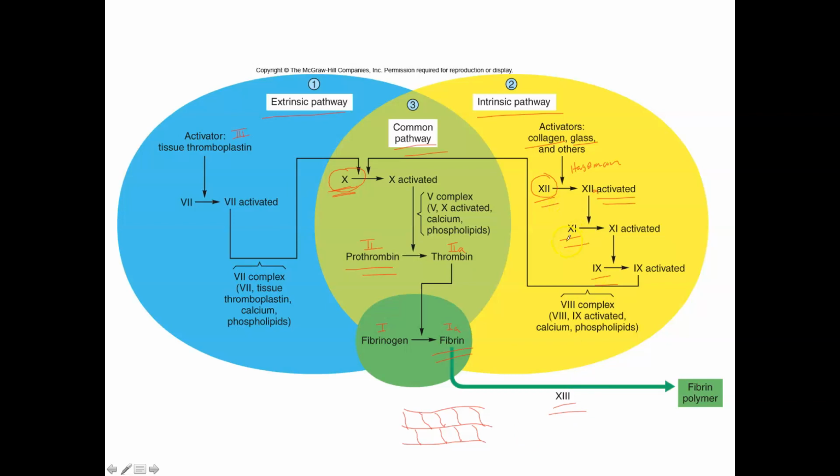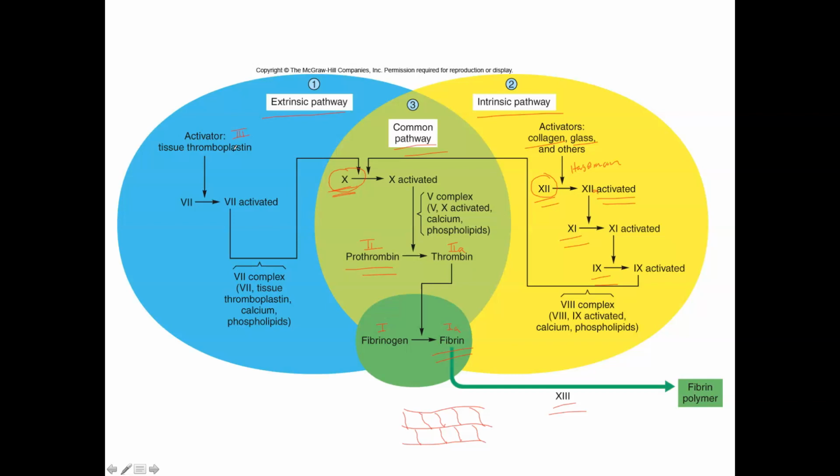12, 11, 9, factor 10, the Stewart-Power factor, prothrombin to thrombin, fibrinogen to fibrin. The extrinsic pathway is much shorter. Basically, you take tissue factor from outside the plasma. Basically, it's being released by damaged blood vessel tissue.